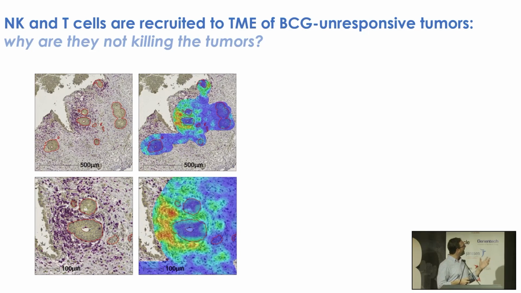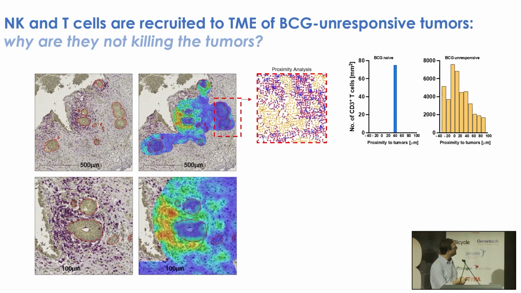based on the observation that NK cells and T cells are clearly recruited to these tumor nests, why are they not killing them? And so we started off by profiling some proximity analyses, and shown here is taken from our BCG naive samples versus the unresponsive samples. The x-axis here is measuring proximity to the tumor from the perspective of the tumor. So anything to the left of the 0 means that that cell is physically within the red boundary on those slides. So it's officially infiltrated.